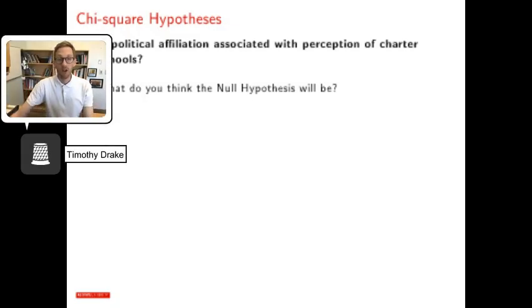Okay, so we still need to go through the same process. Remember, our first step is always to state the null and the alternative hypothesis. So in this question, is political affiliation associated with perception of charter schools? What do you think the null hypothesis would be? Go ahead and write that down.